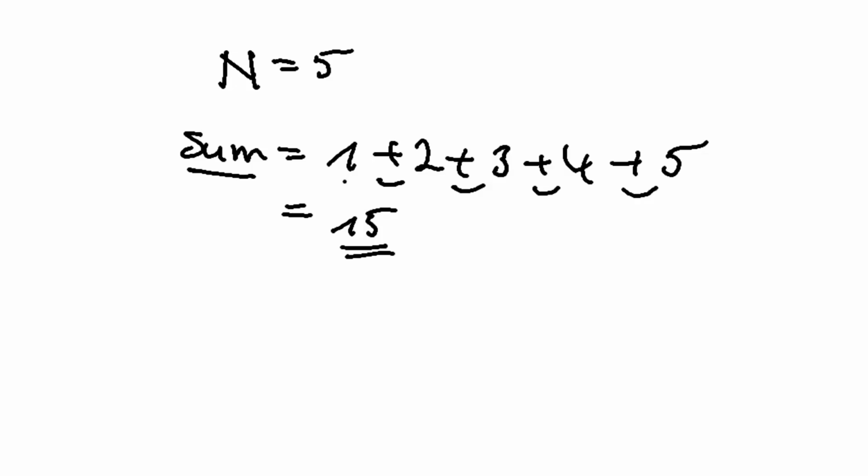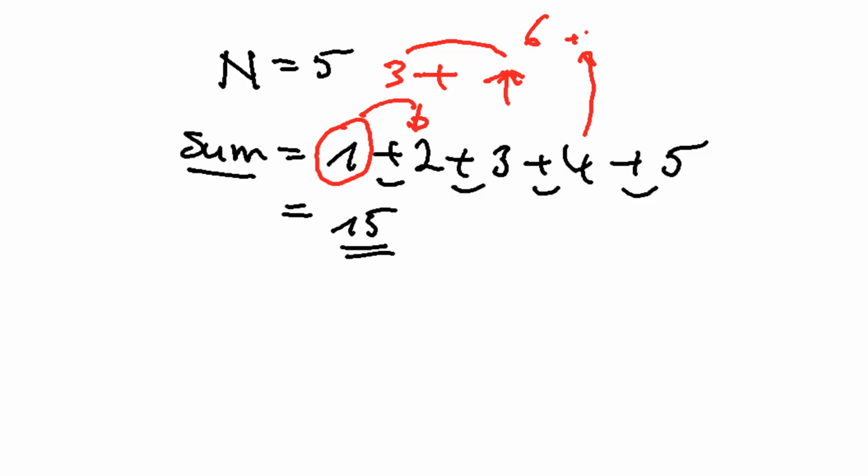Here you realize something. My sum here is starting at 1. Then I'm doing 1 plus 2. After doing 1 plus 2, this result is going to give you 3. Then you come here again, you do 3 plus 3. This result will give you 6. Then you come, you say 6 plus 4. This result will give you 10. Then you come, you do 10 plus 5. So you realize that yeah, you are going to have something like this.